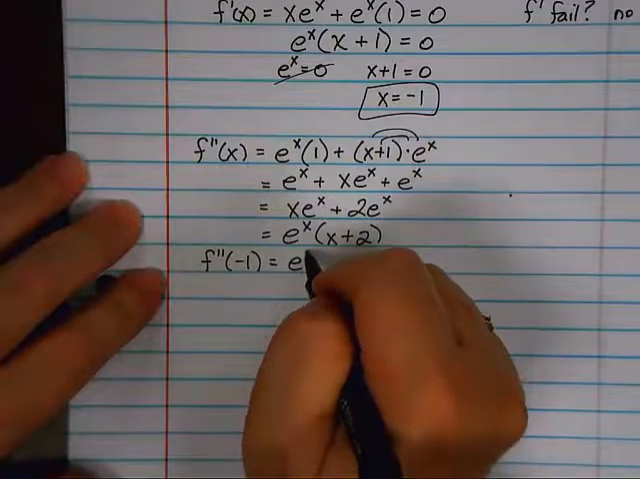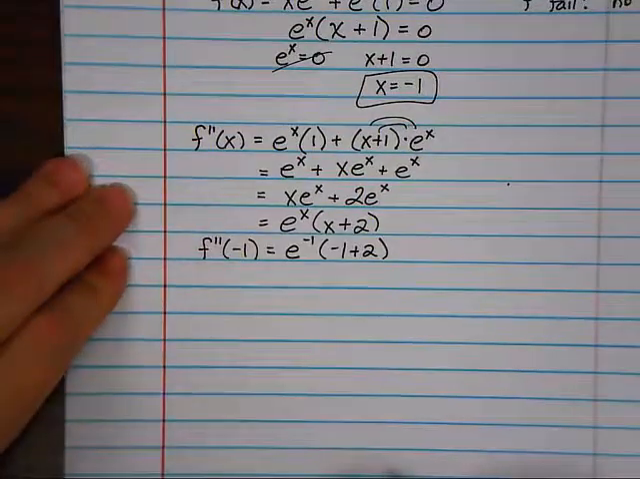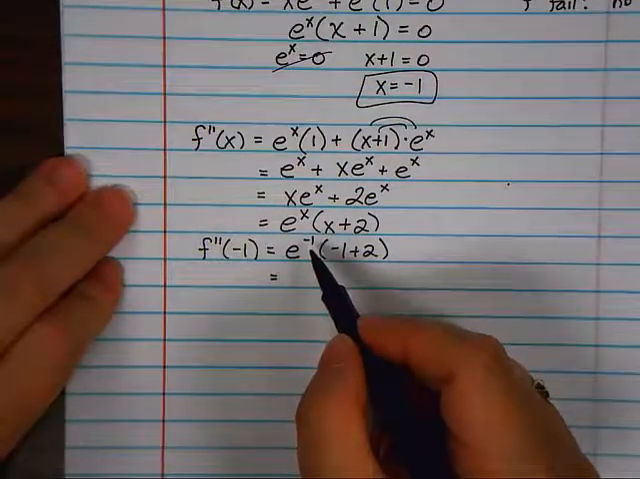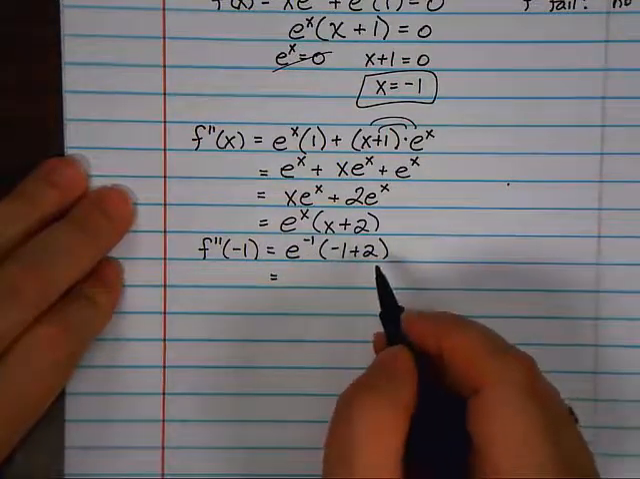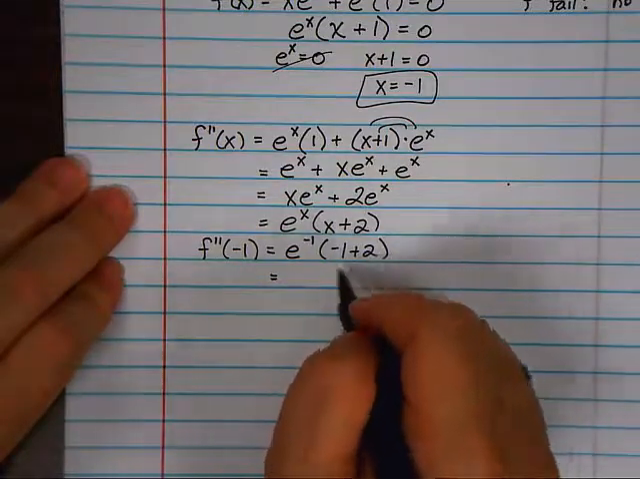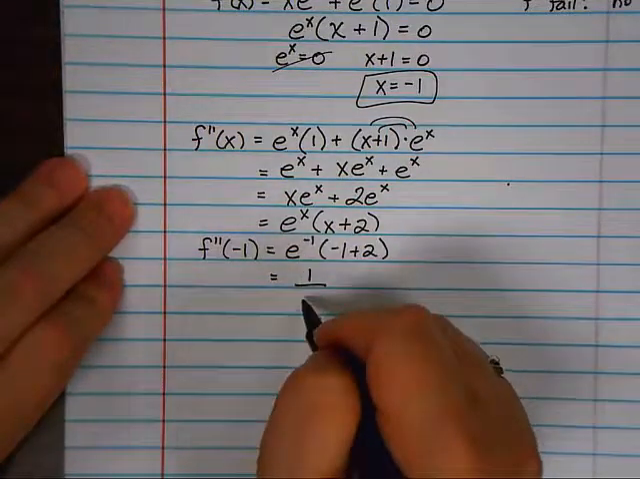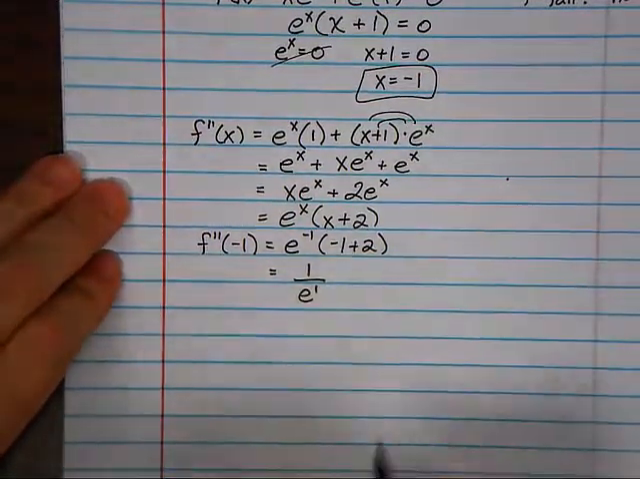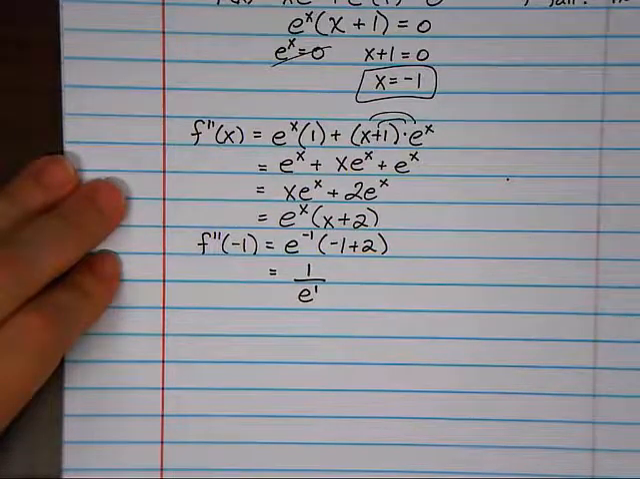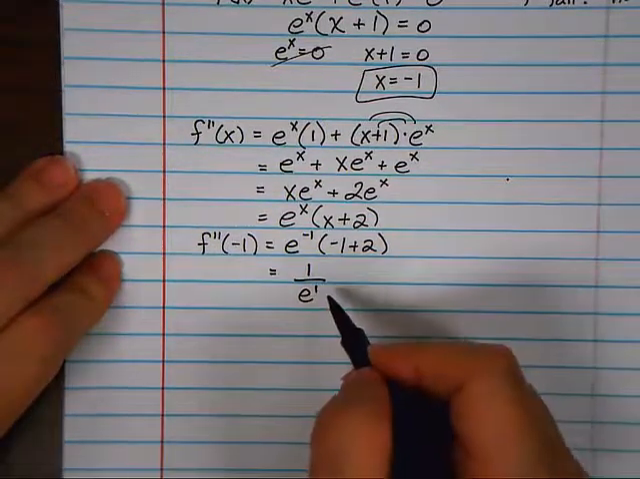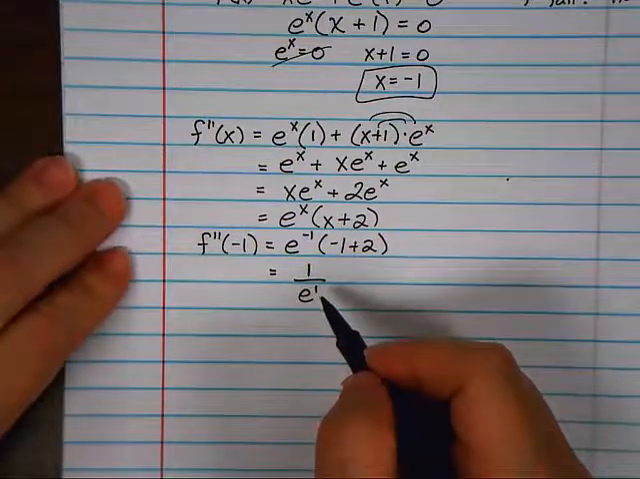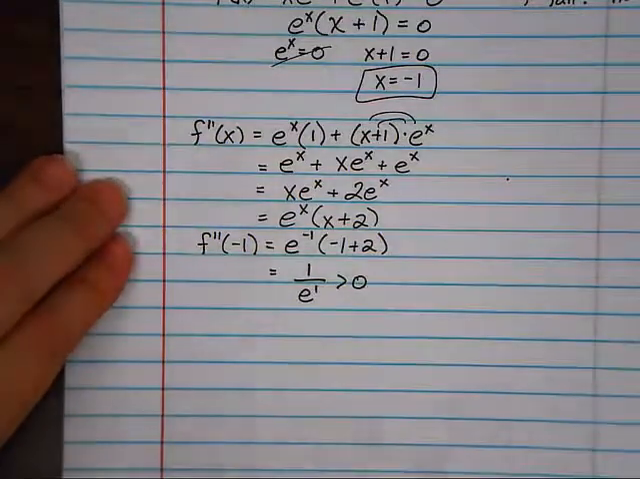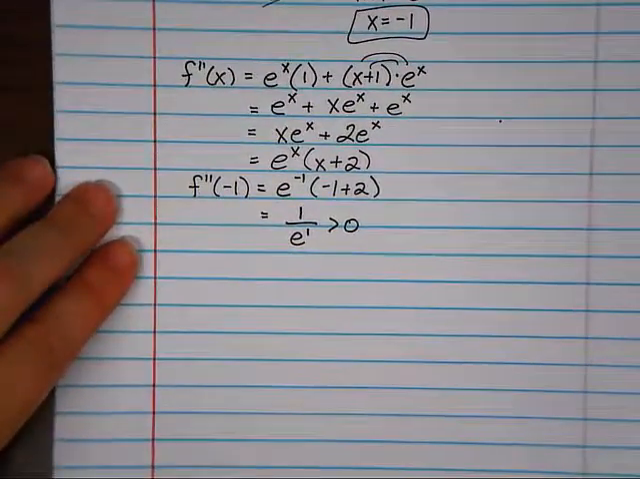So we have e to the -1 times -1 plus 2. Okay. When something has a negative exponent, where does it go? To the bottom. So -1 plus 2 is 1 over e to the first. Agreed? Isn't that what that is? Is that a positive or a negative number? This is positive. E is about 2.7. You could round it to 3 to kind of estimate. 1/3, that's definitely a positive number. I don't need to know exactly what it is. I just need to know that it's positive.